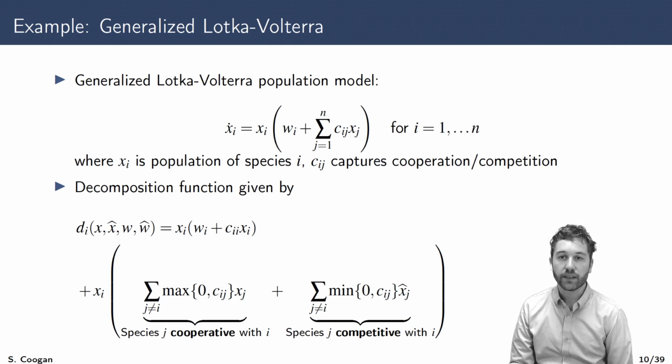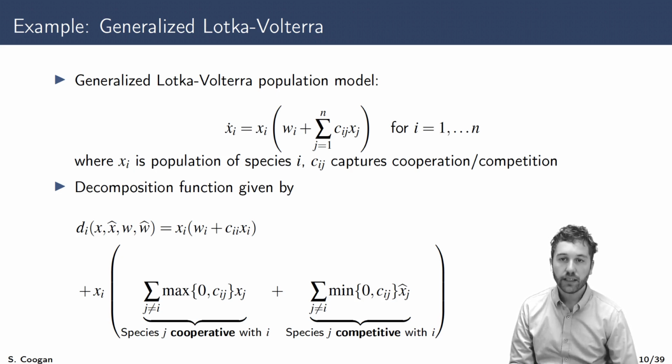Before we move to the second part of this talk, though, let's consider a simple example that in many ways is a canonical demonstration of how the decomposition function in the definition of a mixed monotone system decomposes the dynamics into increasing versus decreasing, or you can think of them as cooperative versus competitive effects. Consider the generalized Lotka-Volterra model, where the rate of growth or decay of the population xi of each of n species is given by the product of the current population xi with a weighted combination of the population of the other species with weights cij and possibly an offset term wi.